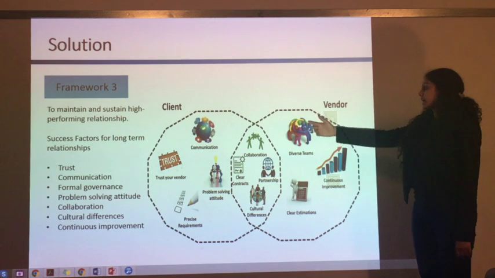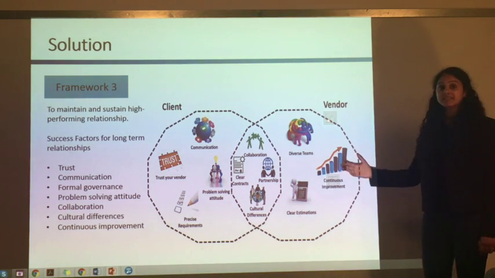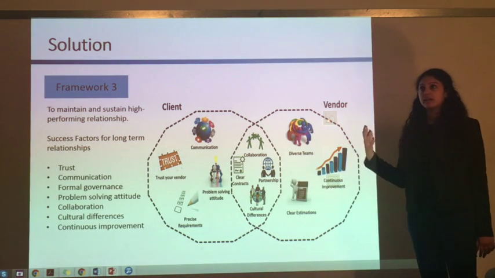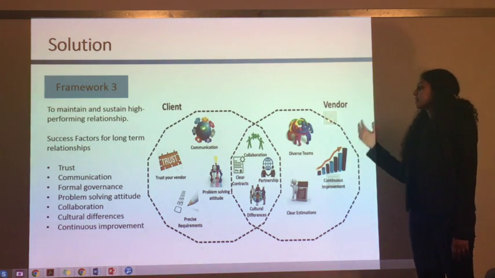The first we would look at is trusting your vendor. The client, from his side, has to trust the vendor with information and whatever necessary data the vendor needs to work with his process. Communication.